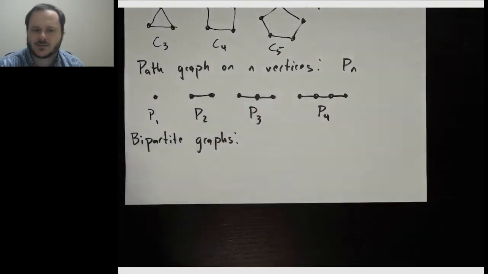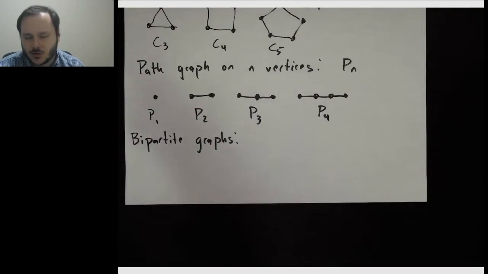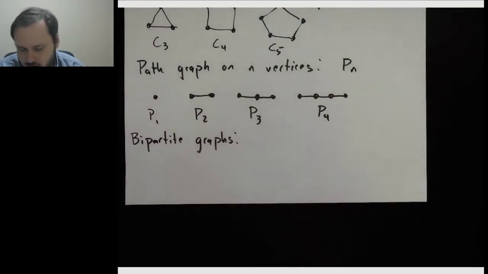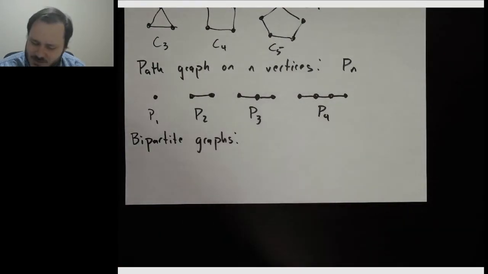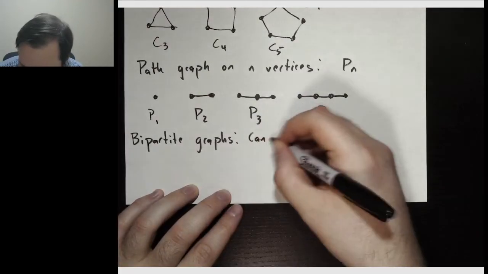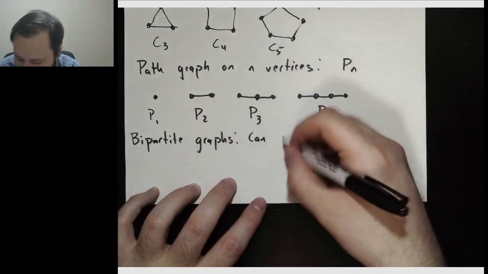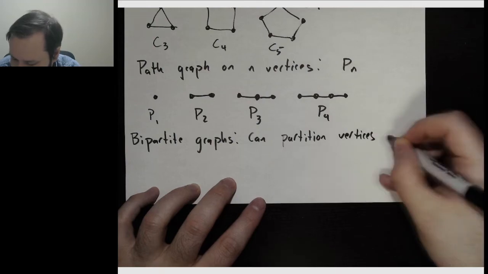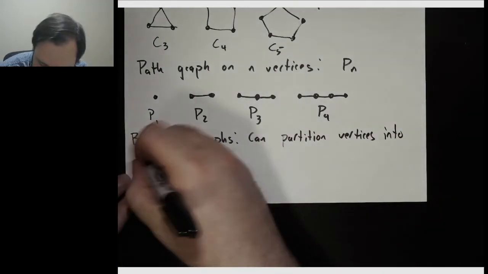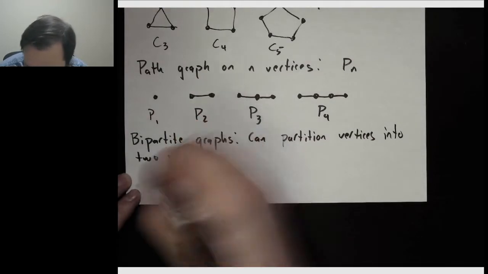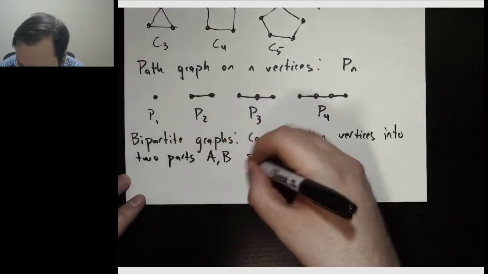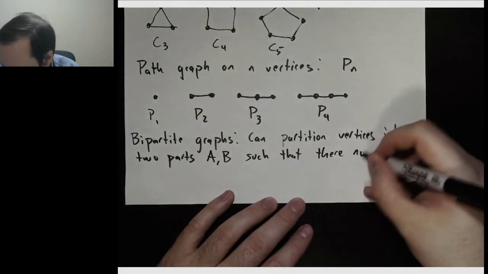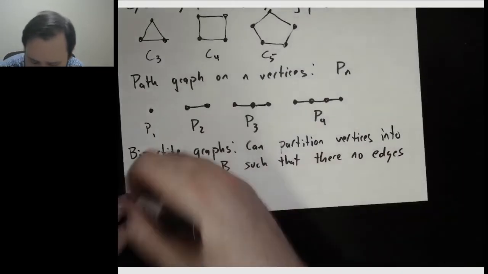So bipartite graphs are a little interesting. They're graphs where you can split the vertices up into 2 parts, A and B, and there's no edges inside of those parts. Can split, or partition, vertices into exactly 2 parts, A and B, such that there are no edges within either part.